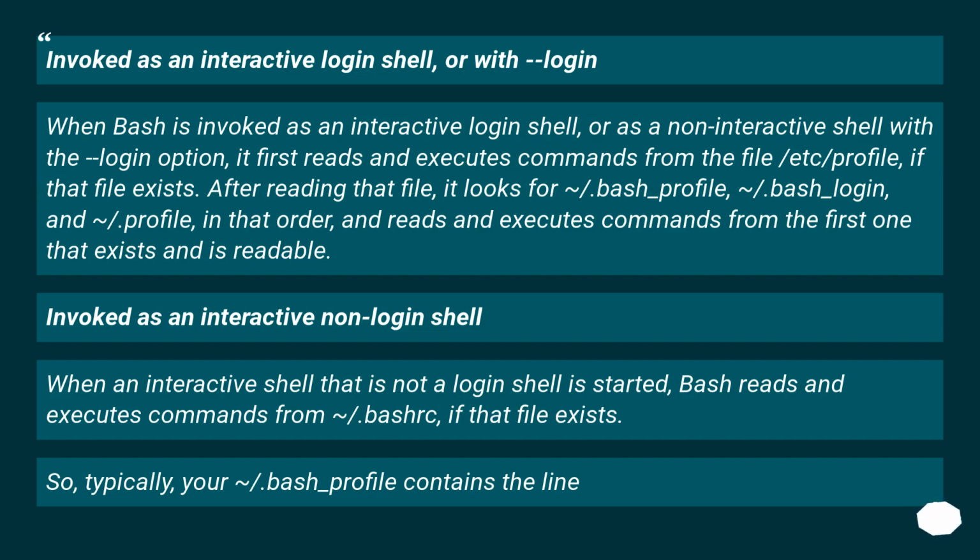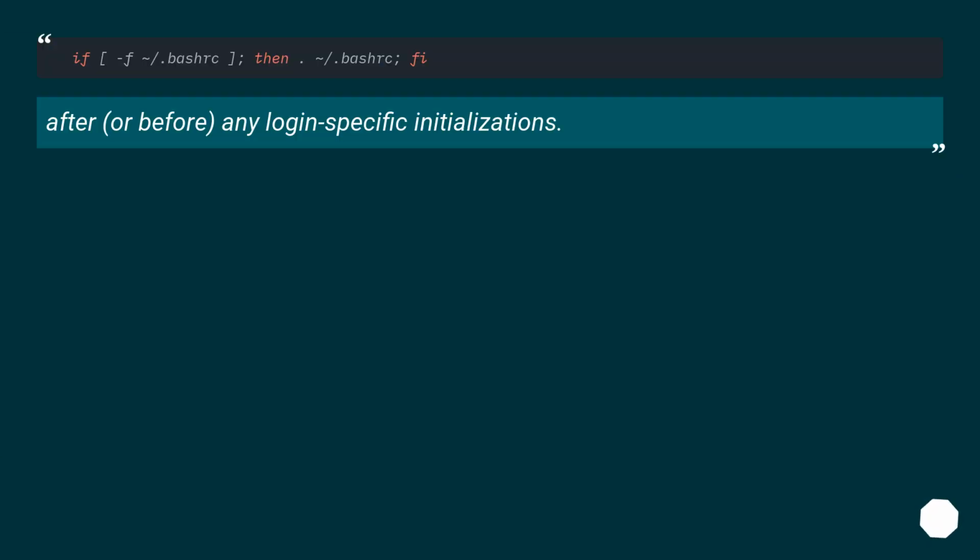Invoked as an interactive non-login shell: when an interactive shell that is not a login shell is started, Bash reads and executes commands from ~/.bashrc, if that file exists. So, typically, your ~/.bash_profile contains the line that sources ~/.bashrc, after or before any login-specific initializations.